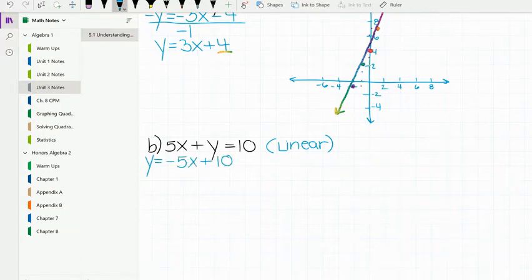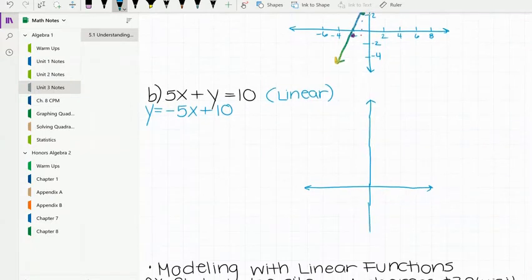So I just subtracted that 5x to move it to the other side. And now I'm going to go ahead and set up a graph. And I will be going by 2's again, just because we have a y-intercept of 10. So we want to make sure that we're able to fit that on our graph. Okay. So we'll start with our y-intercept of 10.